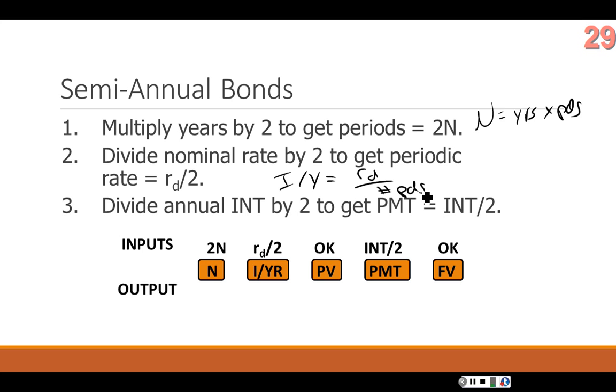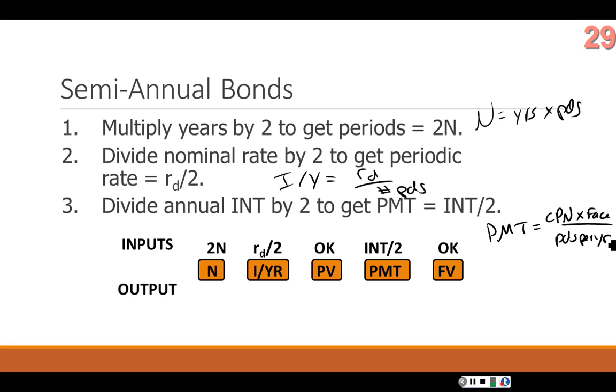And again, the coupon payment is equal to coupon times face over periods per year. So it's the exact same thing that we've been doing. You take your coupon rate, multiply it by your face value, and you divide by 2 because it's semi-annual.